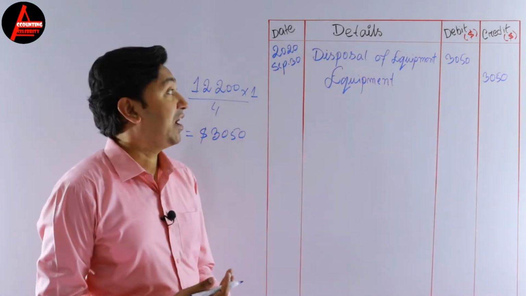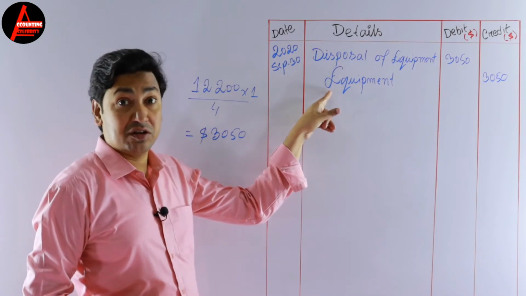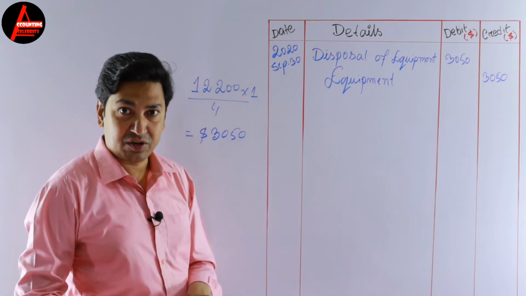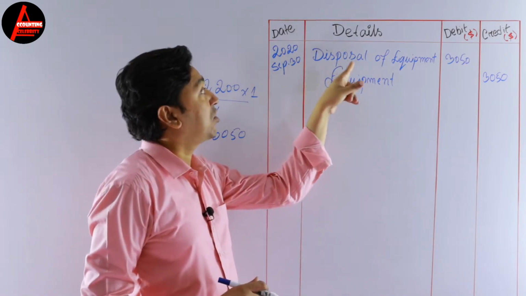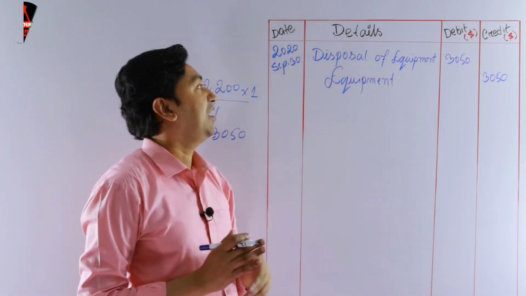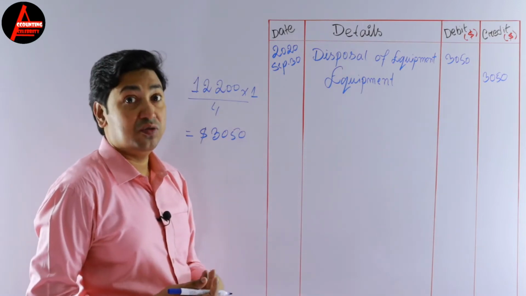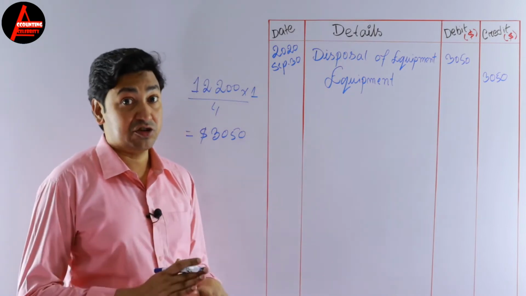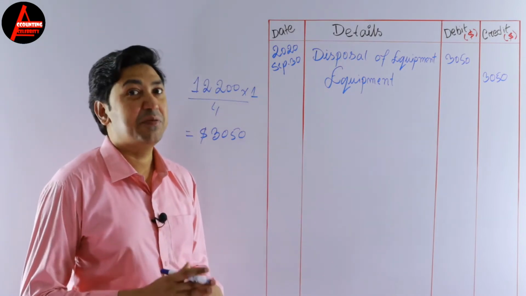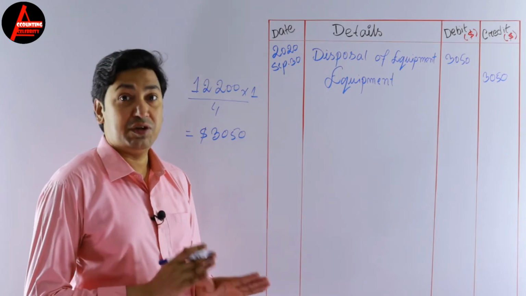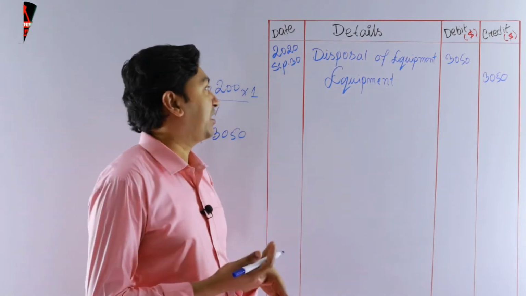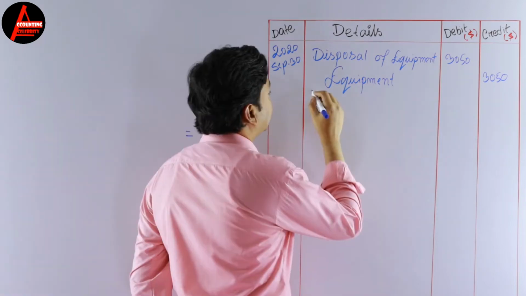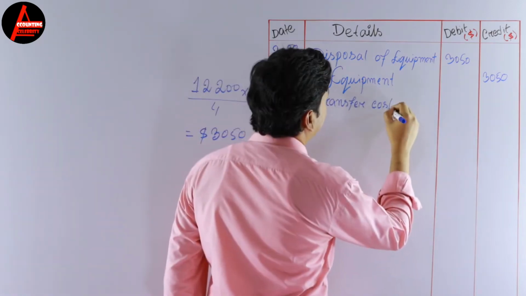Okay, so once again we credited equipment account because equipment is sold. Equipment here decreased. Okay, then we wrote here disposal of equipment account. Okay, very good. So now what to do? We need to write a narrative. Sometimes in the question it is mandatory to write the narrative. Sometimes it is not mandatory. Okay, but here we will write the narrative. How to write narrative we should know as well. Okay, so we can write here transfer cost of equipment.